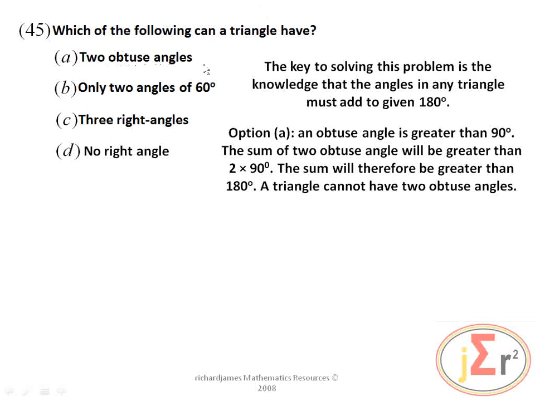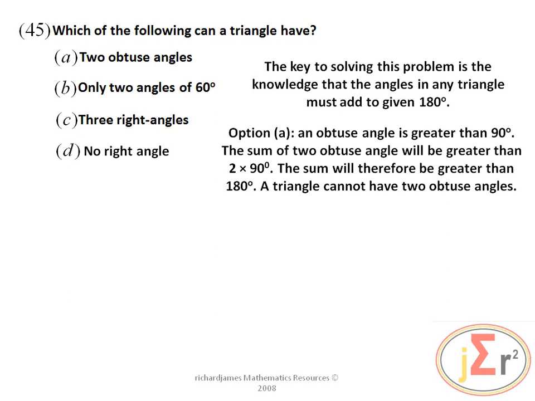Two obtuse angles. An obtuse angle is greater than 90 degrees. The sum of two obtuse angles will be greater than 2 times 90 degrees. The sum will therefore be greater than 180 degrees. A triangle cannot have two obtuse angles because the angles in a triangle cannot add to more than 180 degrees. Therefore, a triangle cannot have two obtuse angles.